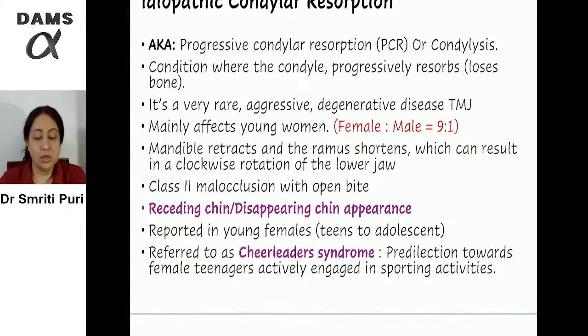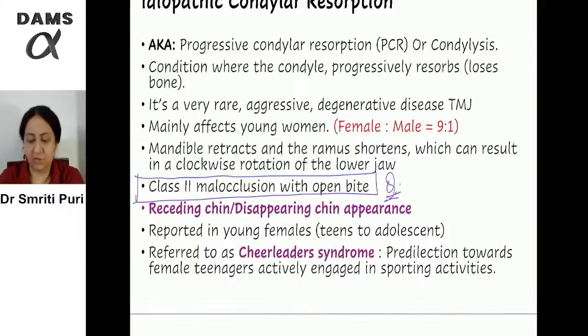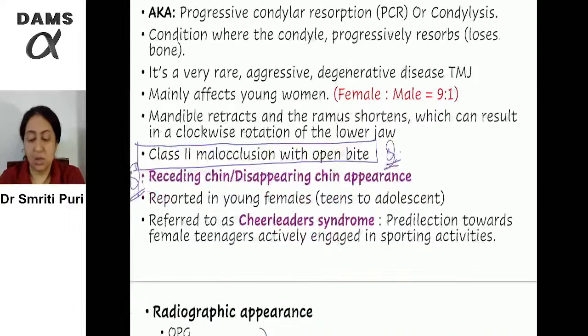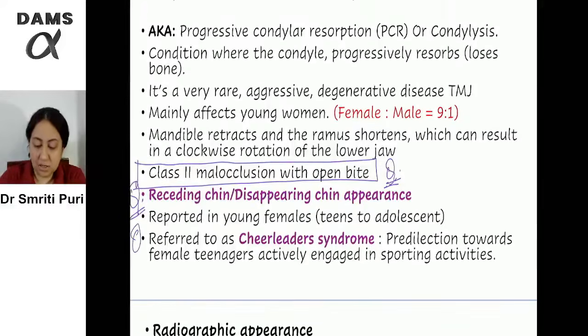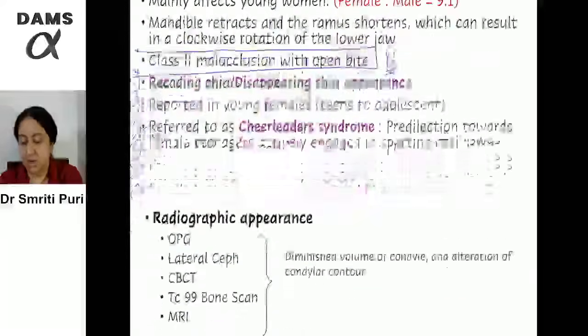And the most important clinical feature here is class 2 malocclusion with open bite. Please remember this. It can be given as one of the clinical features in the questions. There is receding chin or disappearing chin appearance. This is also important. It is reported in young females, teen to adolescent, and it is also referred to as cheerleader syndrome. Important. And there is predilection towards female teenagers actively involved in sporting activities. That is why the name cheerleaders syndrome.